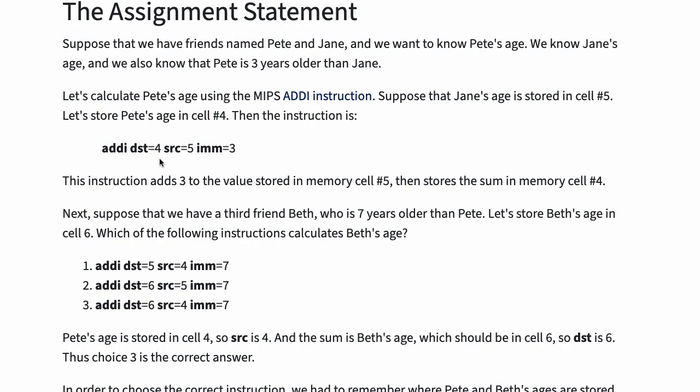Next, suppose that we have a third friend, Beth, who is 7 years older than Pete. Let's store Beth's age in cell 6. Which of the following instructions calculates Beth's age?